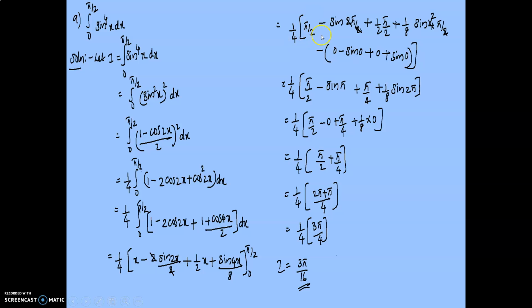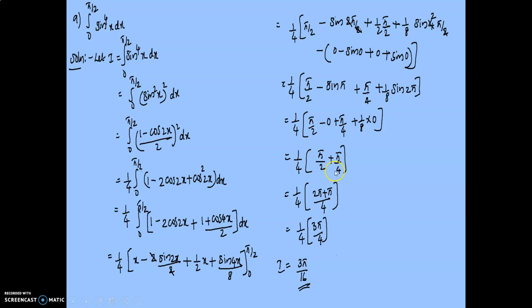So 1 upon 4 pi by 2 minus sin 2 pi by 2 plus 1 upon 2 pi by 2 plus 1 upon 8 into sin 4 pi by 2, and the lower limit we have applied. So 1 upon 4 into pi by 2 minus sin 2 pi by 2, 2 cancel, so sin pi. Here pi by 4 plus 1 upon 8 sin 2 pi. Sin 2 pi is 0, that is why the last term is 0. Pi by 4 as it is, then sin pi is also 0, pi by 2 as it is.